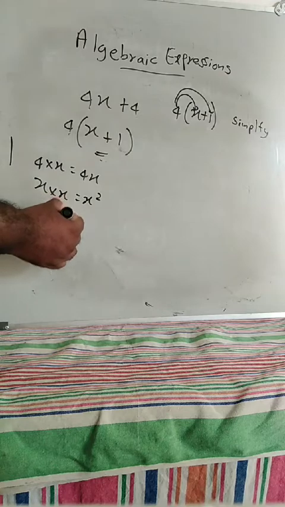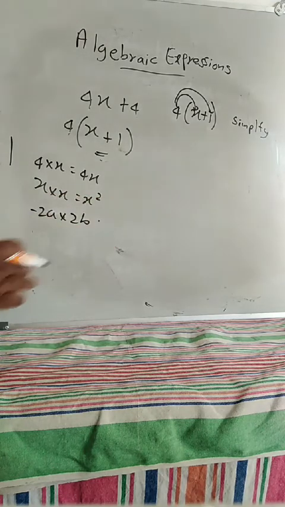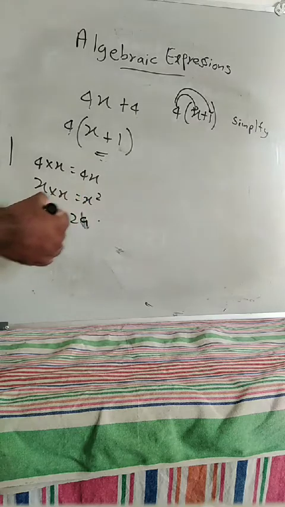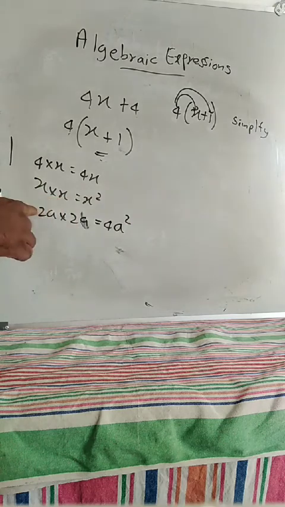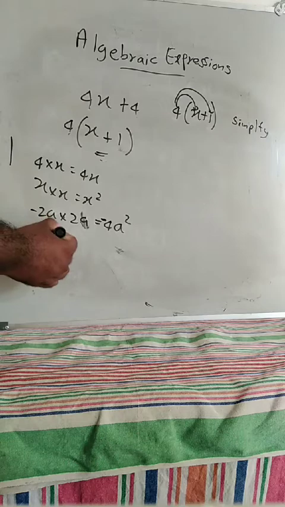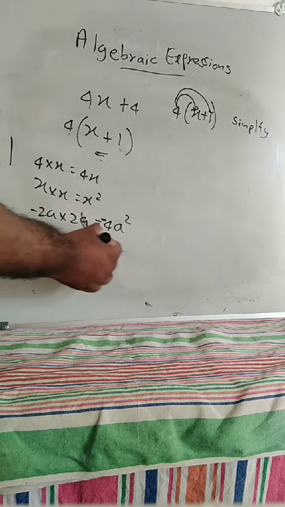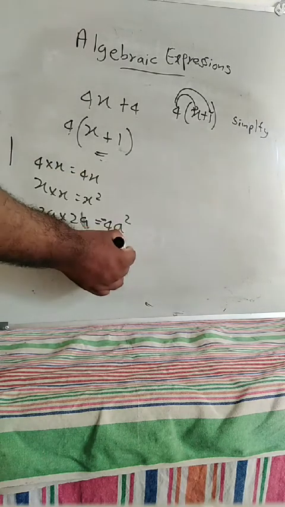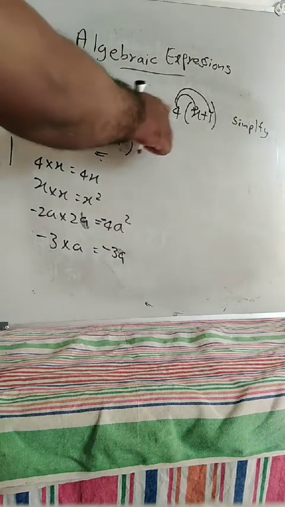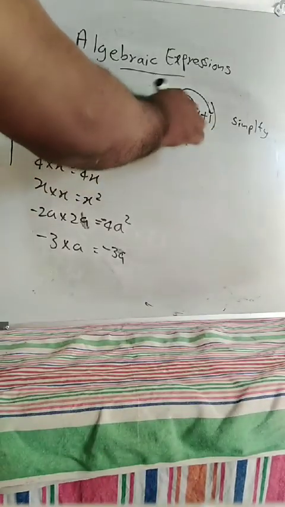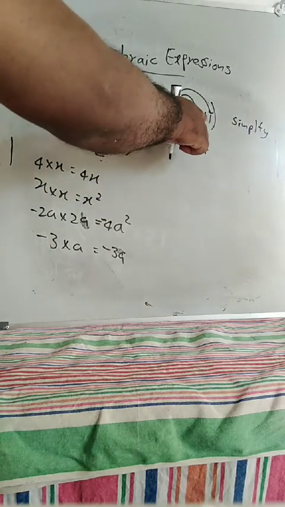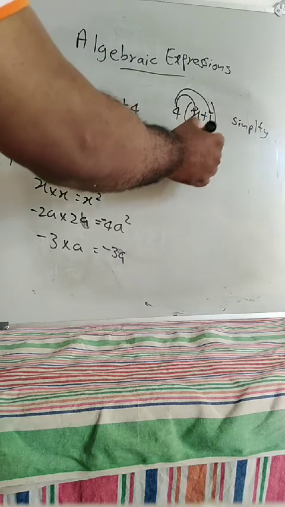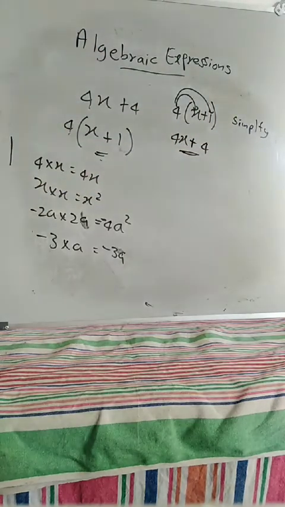When 2a multiplies 2a, 2 into 2, 4, a into a, a squared. Then minus into minus gives plus, minus times plus gives minus. Minus 3 into a, minus 3a. You should know this, right? Now 4 into x, 4x. 4 into 1, 4. The sign is plus times plus, plus. Then 4x plus 4. That is how to remove the brackets, right?